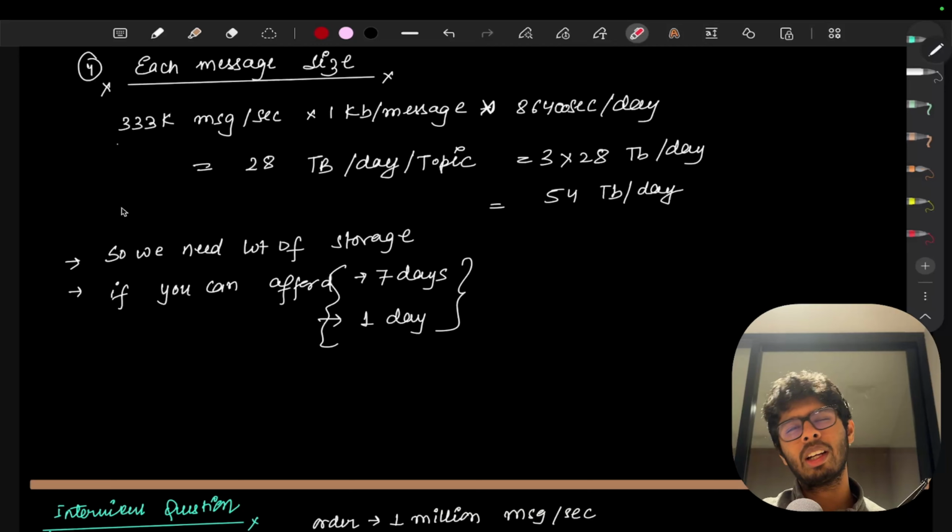So now take the scenario: 54 TB of data that we have to store every single day. And if we talk about the complexity of the message, let's say the message is very important, the event is very important, and it is related to payments.